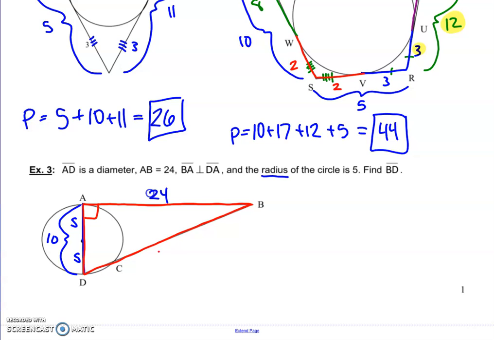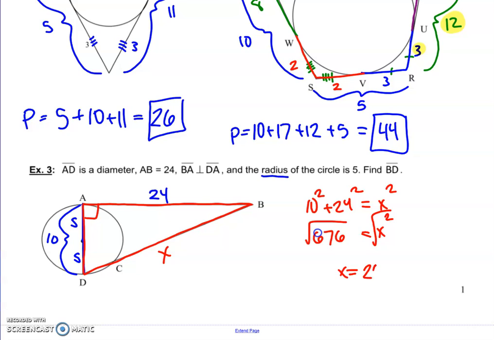I want to find this missing side here. We just use Pythagorean theorem. 10 squared plus 24 squared equals x squared. 10 squared plus 24 squared is 676. And then the last step always in Pythagorean theorem, let's square root it. X is 26.